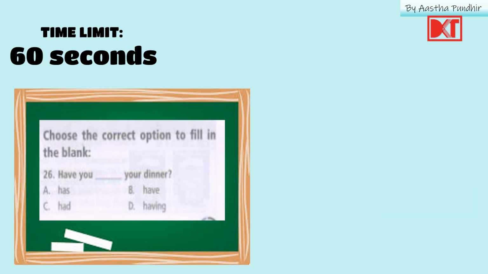Now here we have the last 5 HOTS questions. Let's see. Choose the correct option to fill in the blank. Have you dashed your dinner? Has, have, had, having. Have you had your dinner? Okay. With you, have you had your dinner? This is, we are talking in the past perfect tense. So have you had your dinner?